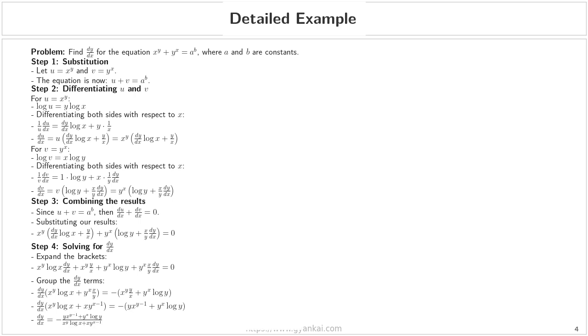Dividing both sides to isolate the derivative, we arrive at our final answer. dy/dx equals negative the quantity y times x to the power of y minus 1 plus y to the power of x times log y, all divided by the quantity x to the power of y times log x plus x times y to the power of x minus 1.